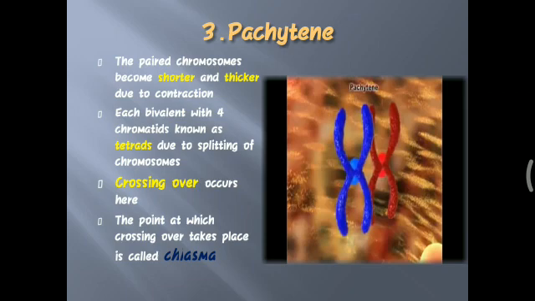After crossing over, the centromeres of the paired homologous chromosomes start repelling. The nuclear membrane and nucleolus remain distinct in this phase. So what is the importance, students, of this phase pachytene? It is that here the chiasmata formation takes place by crossing over.